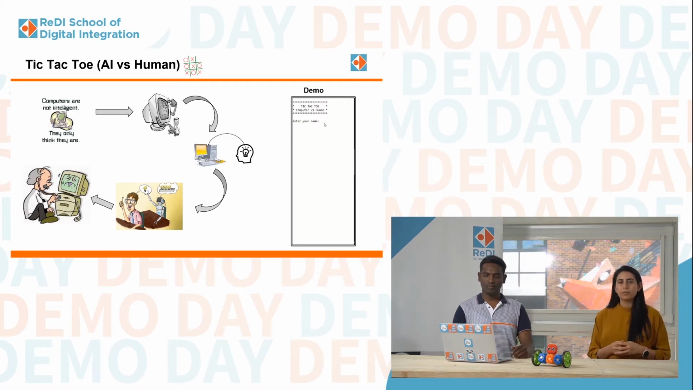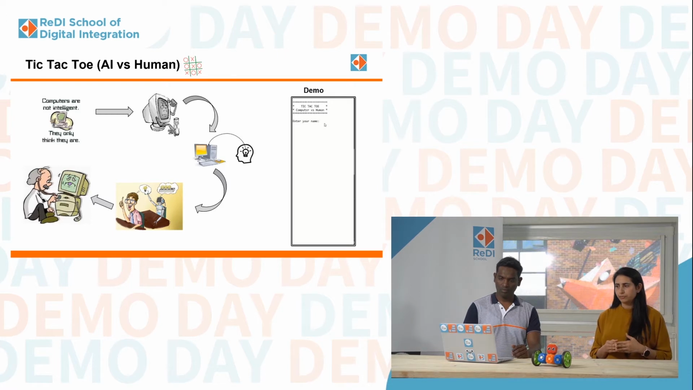I developed a very popular game. It's tic-tac-toe. The special thing is it's between human and computer. In the beginning, the computer was very dumb. It was able to make only a random move. And then I trained it to check for win possibilities.